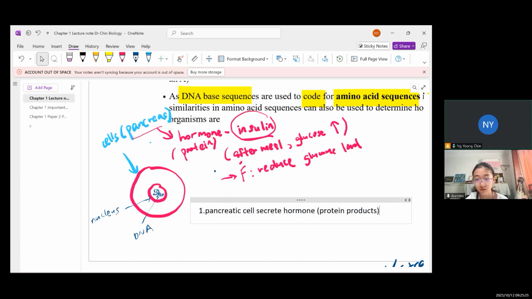So how are the pancreatic cells able to secrete the hormones? What caused them to secrete the hormones? Who asked them to do it? We will be very curious why they are able to. So the answer is the DNA inside. The DNA is just like the boss, your big boss who asks you to do a lot of things. That's why the nucleus, which contains the DNA, is the big boss.